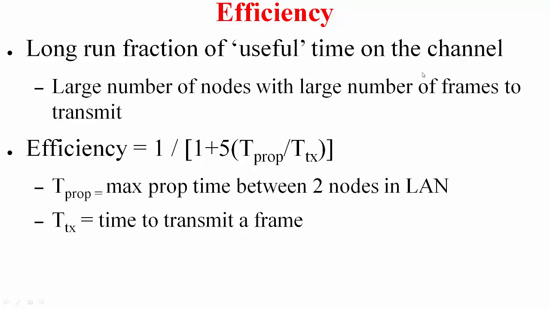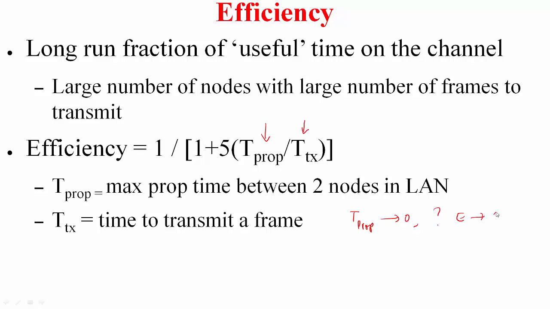So what is Ethernet's efficiency? Don't worry, I'm not going to derive this expression. It turns out that when there are a large number of nodes with a large number of frames to transmit, the efficiency is a function of the propagation delay, which is the one-way propagation time between two nodes in a LAN, and the time it takes to transmit a frame. If this propagation delay is tending to 0, what does efficiency become? In this case, the efficiency is tending to 1.